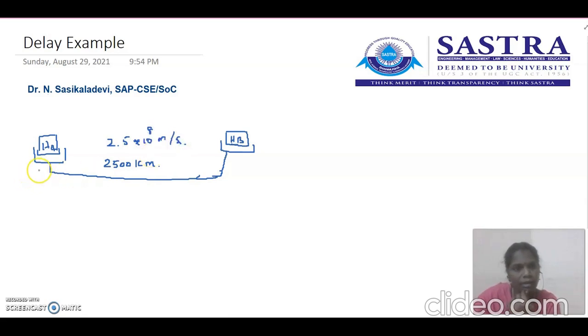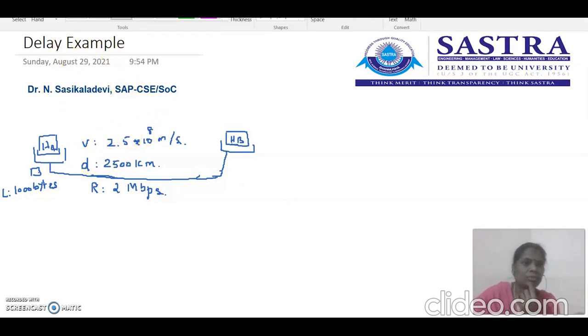Host A is injecting the packet. The size of the packet is 1000 byte. Let R be the capacity of the channel, D the distance, V the velocity, and L the length of the packet. Assume the channel bandwidth is 2 megabits per second. With this scenario, let us calculate the delay.